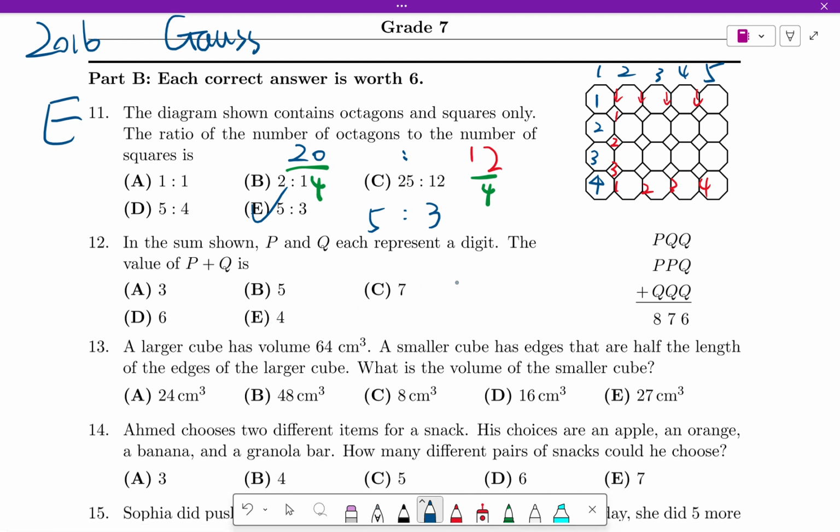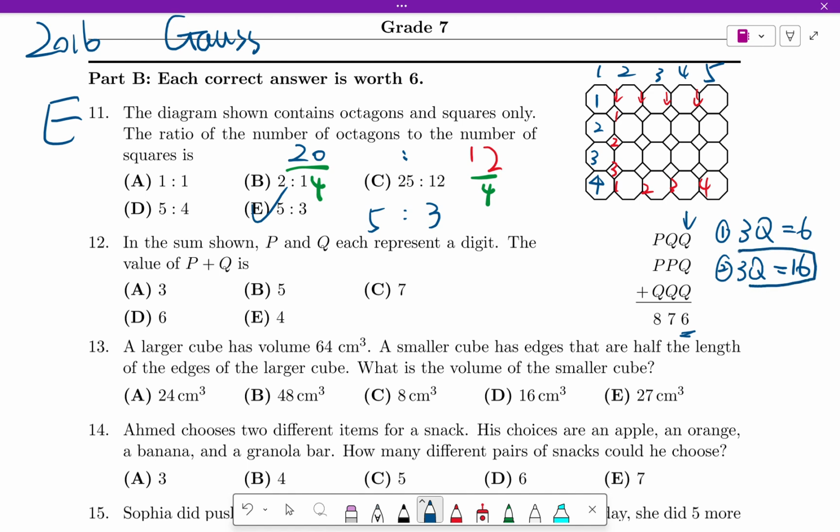Question 12. In the sum shown, P and Q each represent a digit. The value of P plus Q is. So for this question, we can start from the ones digit. So we have 3Q adding together equal to 6. So we have two scenarios. The first scenario is that 3Q is equal to 6. And the second scenario is that we actually carry 1 to the next digit. So that would be equal to 16.